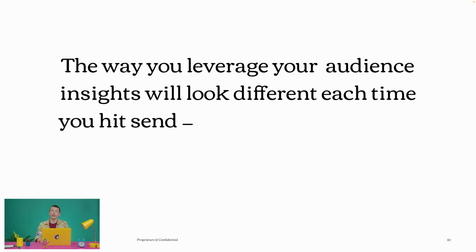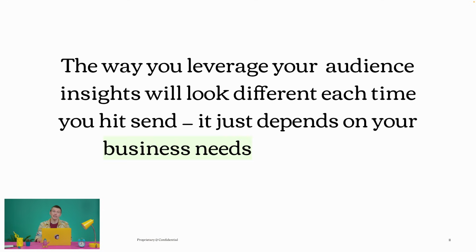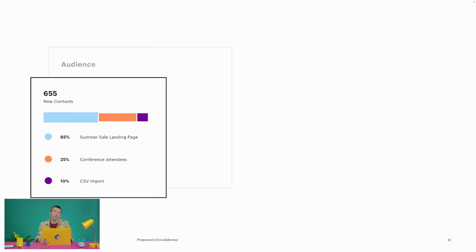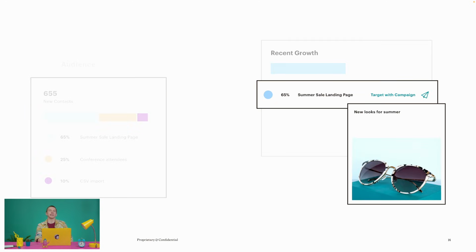What's important to remember here is that the way you leverage your audience insights will look different each time you hit send. It just depends on your business needs and specific campaign goals. You'll want to use what you know about your audience to talk to people with common traits. So, for example, one month you might want to know what city your customers live in so you can plan a series of local events. Then the next month it might be more important to know which of your customers purchased a specific product, or if they signed up from a specific sale page so you can send them an offer. This is why Mailchimp provides these tools that all work in slightly different ways to help you get the information you need when you need it.